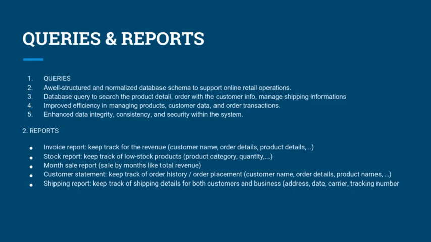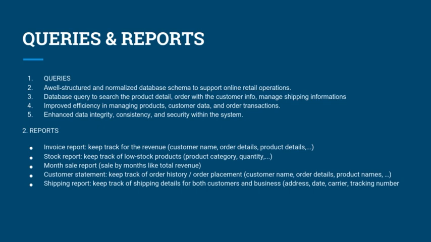So the next thing is queries and reports. What the queries provide is a well structured and normalized database schema to support online retail operations. Database queries search the product detail, orders with the customer info, and manage shipping information. Next, we have improved efficiency in managing products, customer data, and order transactions. And finally, we have enhanced data integrity, consistency, and security within the system.